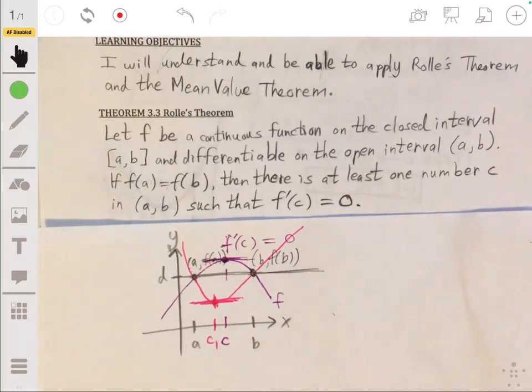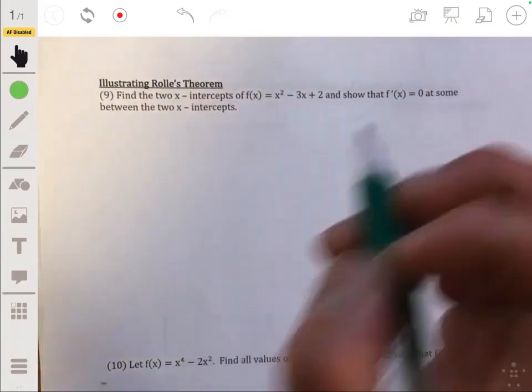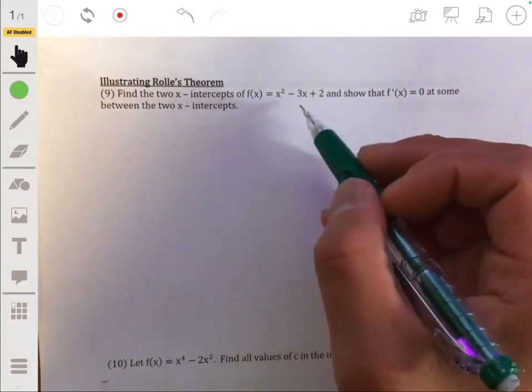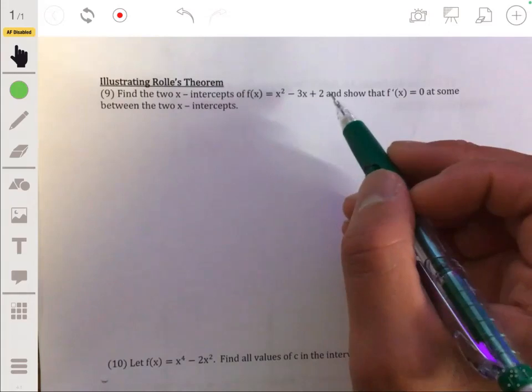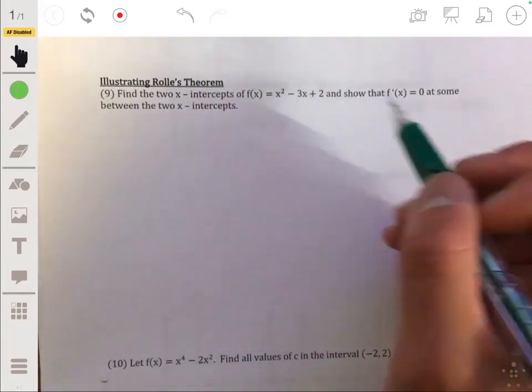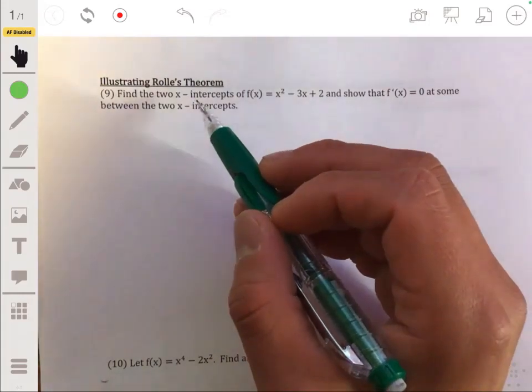Now, applying this in problems is actually where students get confused. So let's work out some practice problems, because that's the best way to learn math, right? Here we're going to illustrate Rolle's theorem. We're going to find the two x-intercepts of the function f of x equals x squared minus 3x plus 2, and show that f prime of x equals 0 at some point between the two x-intercepts.